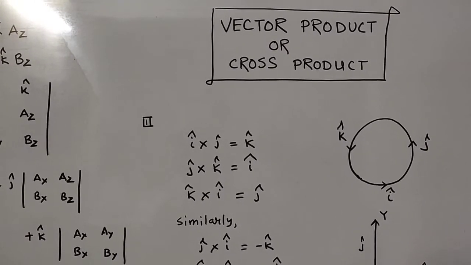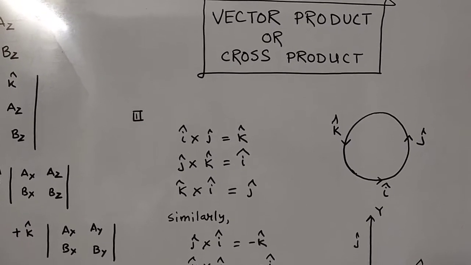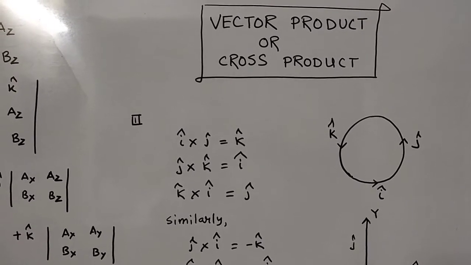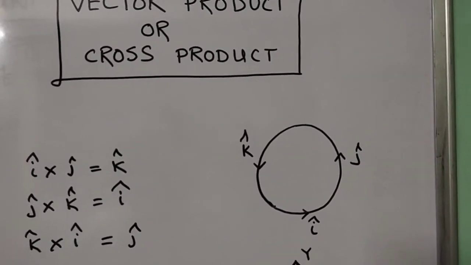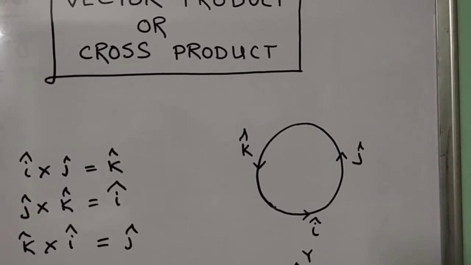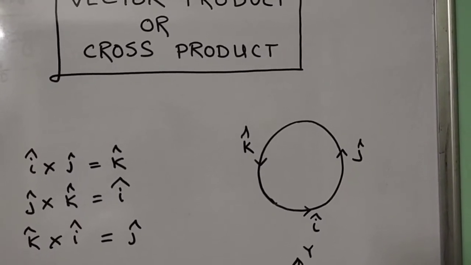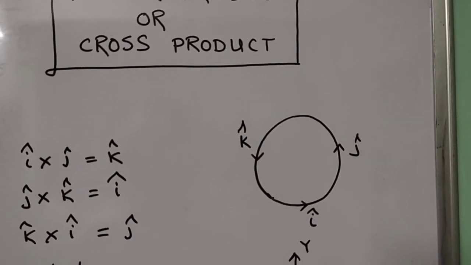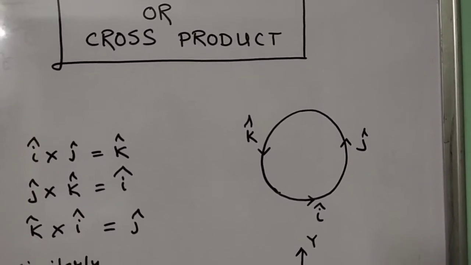Now similarly, if you try to prove j cap cross k cap, you will get i cap, and k cap cross i cap, you will get j cap. Now how can we memorize this expression? The simplest way, you see, we have drawn a circle and we have given i cap, j cap and k cap in continuous direction, because along the x-axis the unit vector is i cap, then along the y-axis the unit vector is j cap, and then along the z-axis the unit vector is k cap. So i, j, k are in continuous direction in a closed loop, as we have shown in the figure.